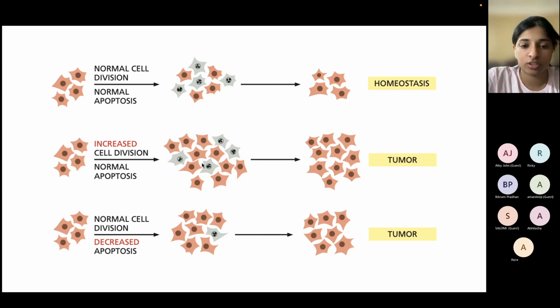some of the cells are killed by apoptosis, there is still a great number of cells that accumulate forming a tumor. Or there is normal cell division and decreased apoptosis, so even then in the end there's a greater fraction of cells that survive, resulting in a tumor formation. So this statement is also correct, which suggests that cancerous cells they evade apoptotic signals.